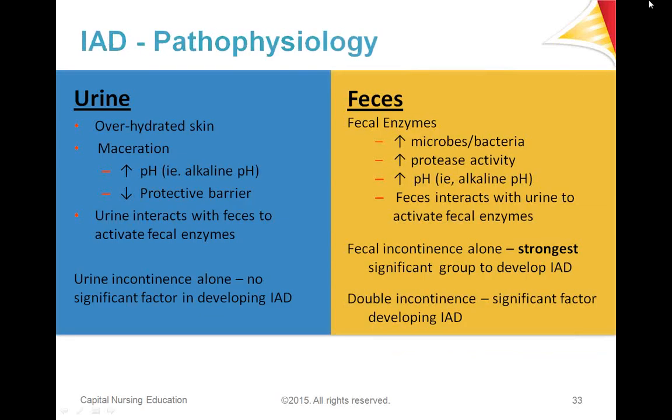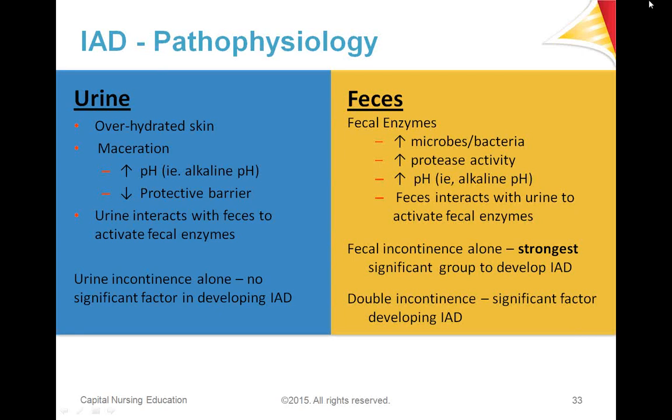If we look at the pathophysiology, I'd like to point out a research project that Bliss and Associates did and published in Nursing Research in 2006. They looked at 10,215 nursing home residents' medical records, and they were able to correlate perineal dermatitis significance as it related to the type of incontinence that the patient had, whether it was urinary, fecal, or double incontinence.